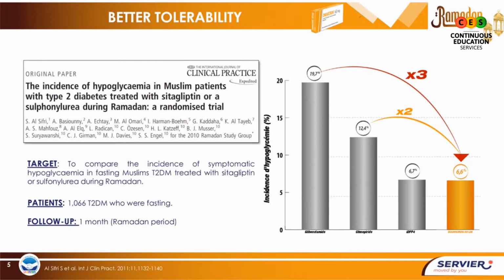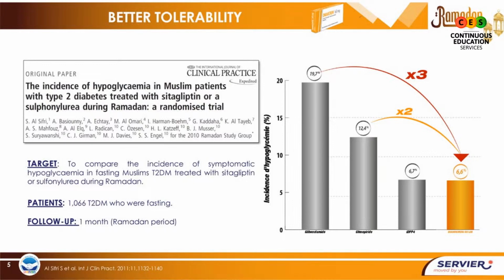Okay. Now, we know that Diamicron 60 MR is a sulfonylurea, but it isn't your regular sulfonylurea. And why do I say that? So we have this Al-Sifri study, which was also done in the same context of Ramadan fasting for 1 month in 1,066 type 2 diabetic patients.